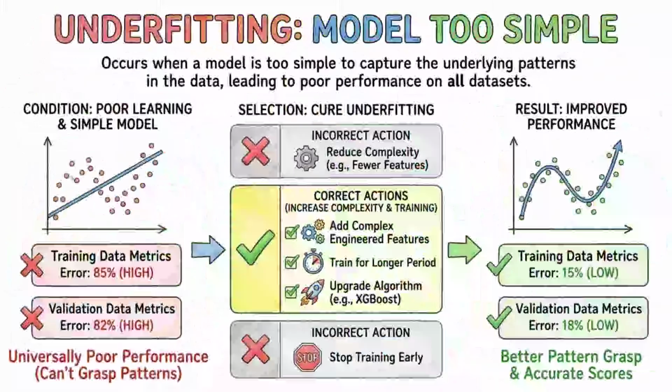On the complete opposite end of the spectrum, you will sometimes encounter underfitting, which happens when your model is just too simple to learn anything useful at all. If an algorithm is underfitting, it will show terrible, highly inaccurate scores on both the training dataset and the validation dataset, because it simply cannot grasp the mathematical relationship in the numbers. To safely cure underfitting, you usually need to provide the algorithm with more complex engineered features, allow it to train for a longer period of time, or simply upgrade to a much more powerful algorithm like XGBoost. The exam expects you to easily diagnose underfitting by recognizing universally poor performance metrics across all your data splits.